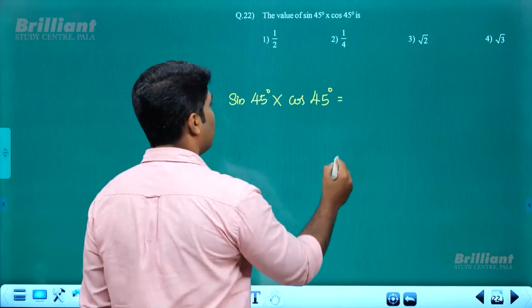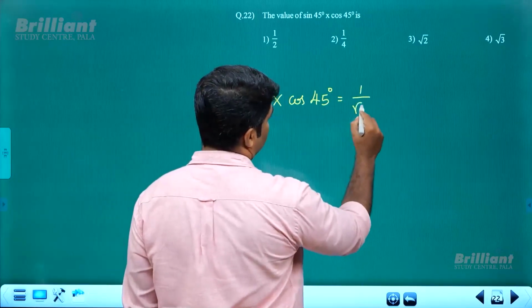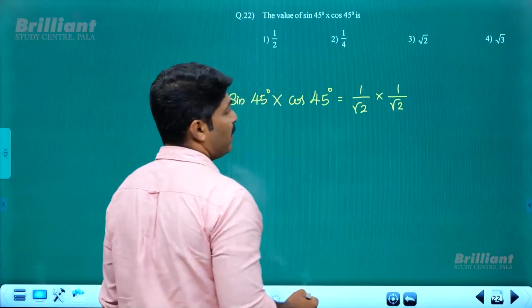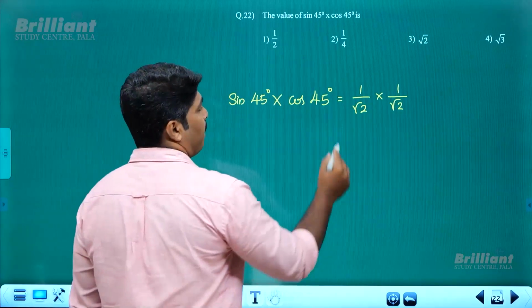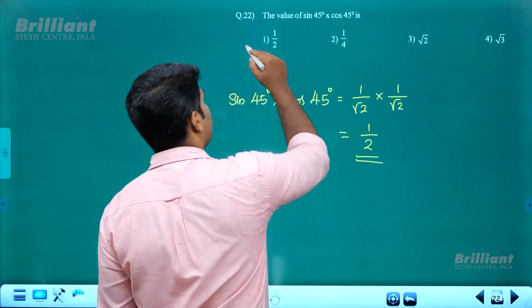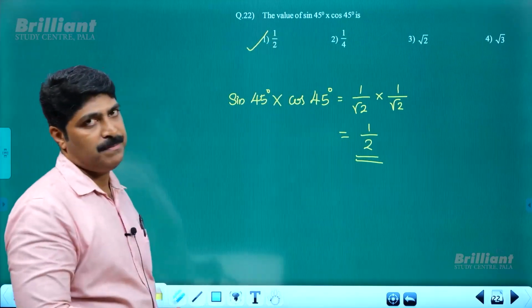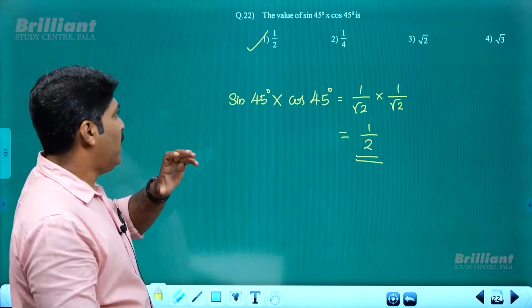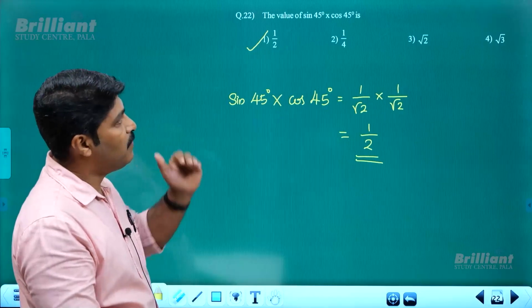We already found that sine 45, that is 1 by root 2, and cos 45, that's another 1 by root 2. This is equal to 1 by root 2 into root 2, that is 1 by 2. So this is the answer. This is ratio values approach, and it's easy to find the answer with the help of this ratio values approach.